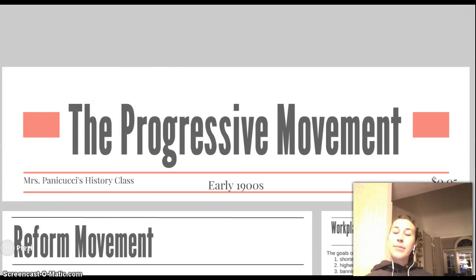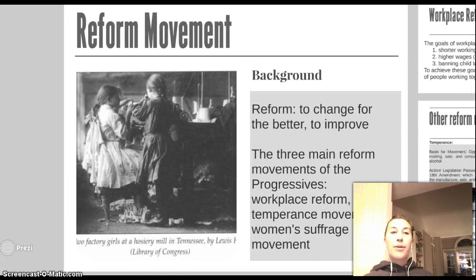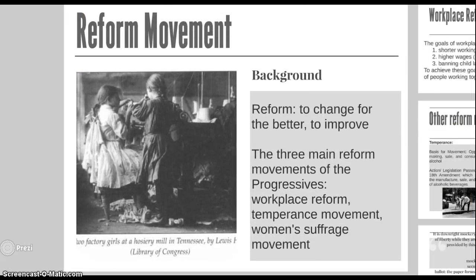The progressive movement takes place in the early 1900s and is a reform movement. Some background on this movement. Reform means to change for the better or to improve. So the people of the progressive movement are trying to change certain aspects of society and improve them. The three main areas of reform the progressives are focused on are workplace reforms, the temperance movement, which is the banning of alcohol, and the women's suffrage movement.